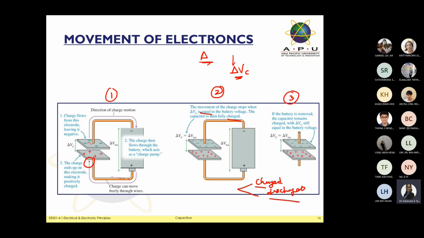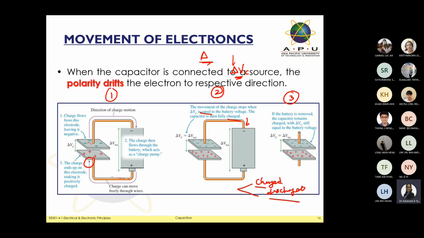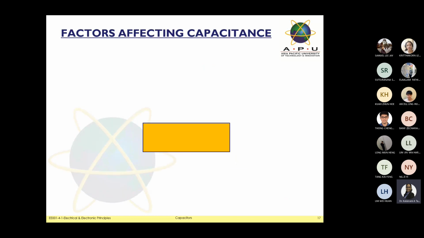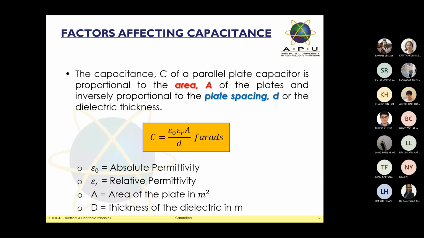Okay, so just take note based on the movements of the electron, how it works and why they say it's charged, why they say discharge. Okay, full charged. When they use the term full charged, it means the condition in which they highlighted a full charge capacitance. Okay, so it is based on the polarity drift of the electrons. Okay, let's go for the next one.